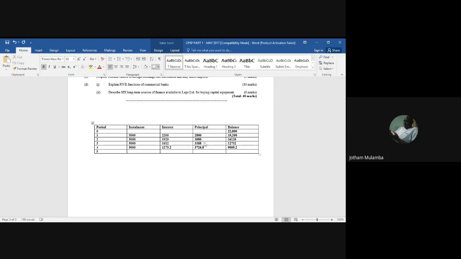So period 5, installment still remains 5,000. So our interest will be 10% of 9,005.2. It's 900.52. Now, to get the principal, the amount that will go for principal, we do 5,000 minus 900.52.